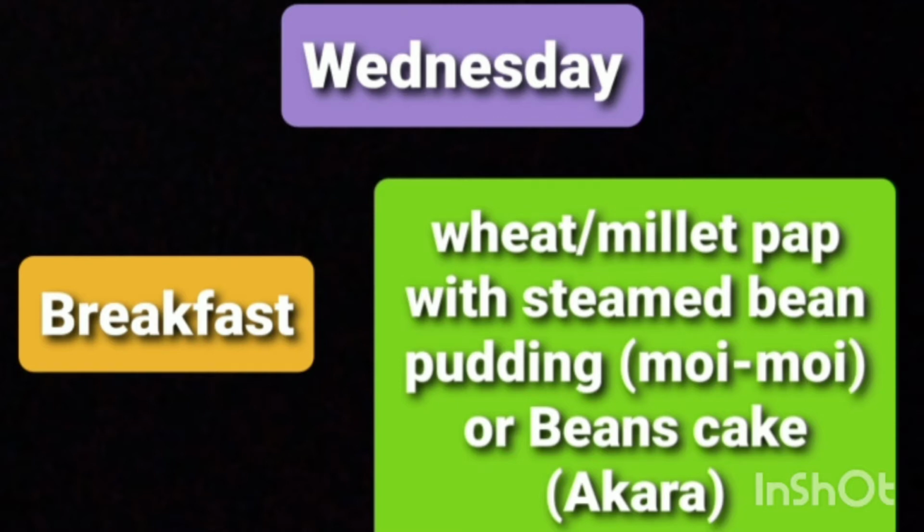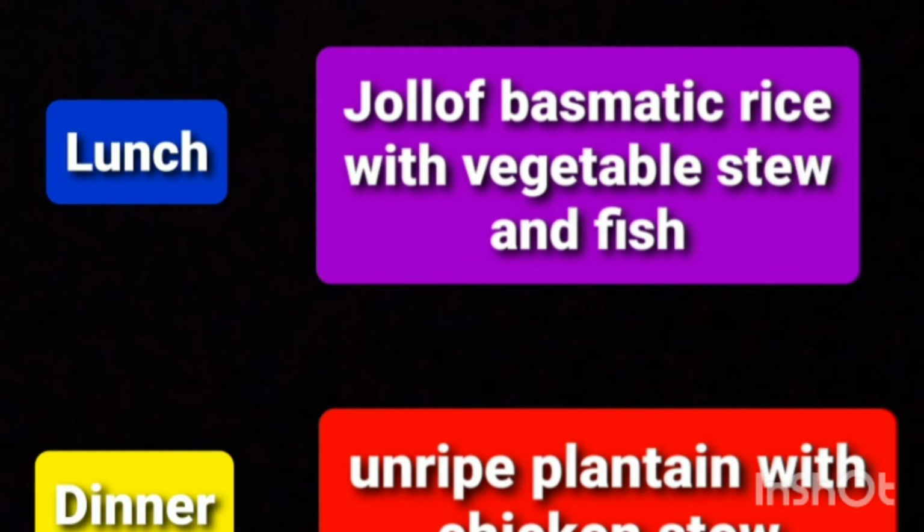Then for Wednesday breakfast, I went with wheat or millet pap. Either you go for the wheat pap or the millet pap, which I explained earlier, with steamed beans pudding. Now you can go with either steamed beans pudding, which is the moi moi, or the beans cake, which is the akara. Any of the two is perfect for you.